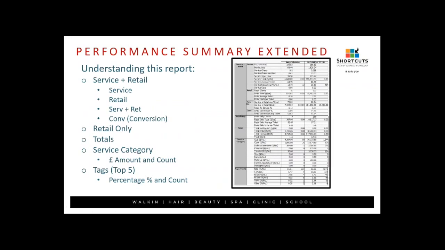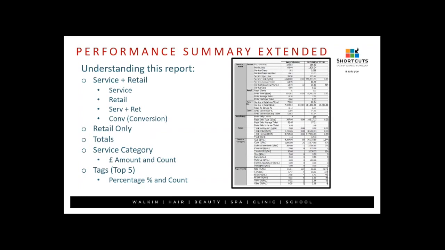The next report we're going to have a look at is our performance summary extended. So this takes our performance summary to the next level. This report shows your service and retail. So it shows service, hours worked, productivity. It shows service clients, and it gives you a breakdown on your services overall with rebookings. It then shows retail clients, retail totals and average tickets. And then it looks at service plus retail, and then it looks at conversion.